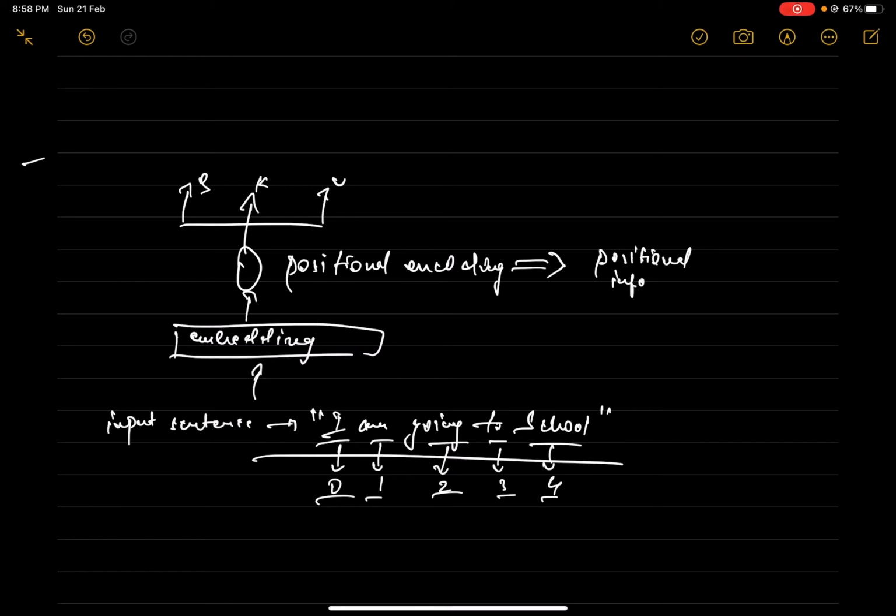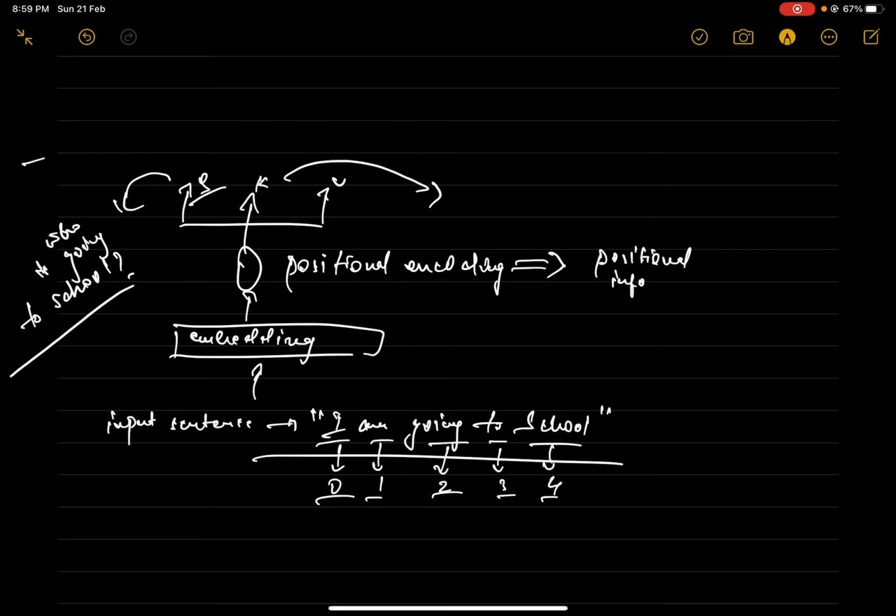So basically, Q is the question, who is going to school? K is probably the position. Let's say it's the position, that is I, that I's position is 0 over here as we see it. And V is the answer, that is I am going to school.